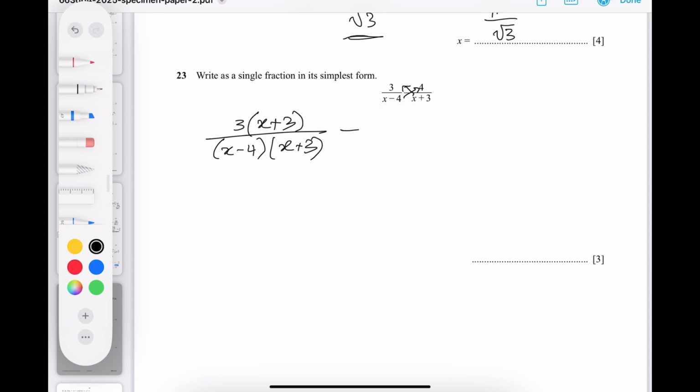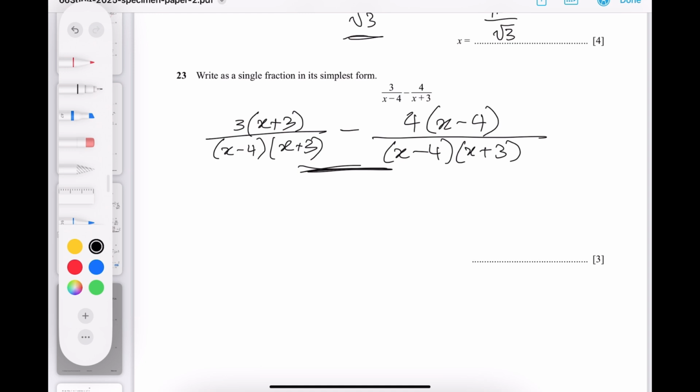And then minus. Same thing here, but with the other denominator. x minus 4, x plus 3. Now we can see these two have the same denominator, so we can combine them. 3x plus 3 minus 4x minus 4.